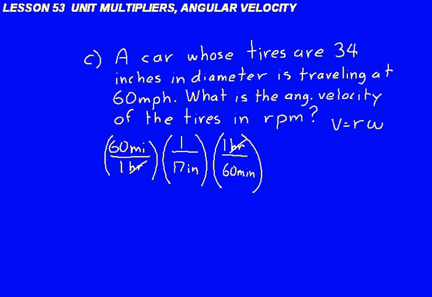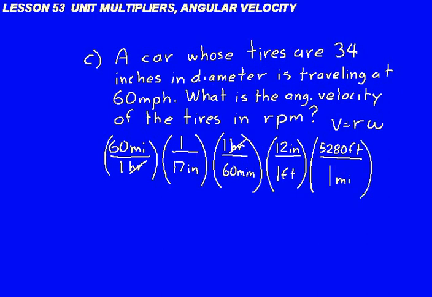Let's just convert inches to miles. So we'd say that there are 12 inches in 1 foot, and then there are 5,280 feet in 1 mile. So our feet units cancel, our inches units cancel, and our miles units cancel. So all we're left with is minutes in the denominator. Now listen closely. Here's one of the confusing parts about angular velocity. The units are actually radians per minute right now. We have radians per minute. It's just that radians is called a dimensionless unit.